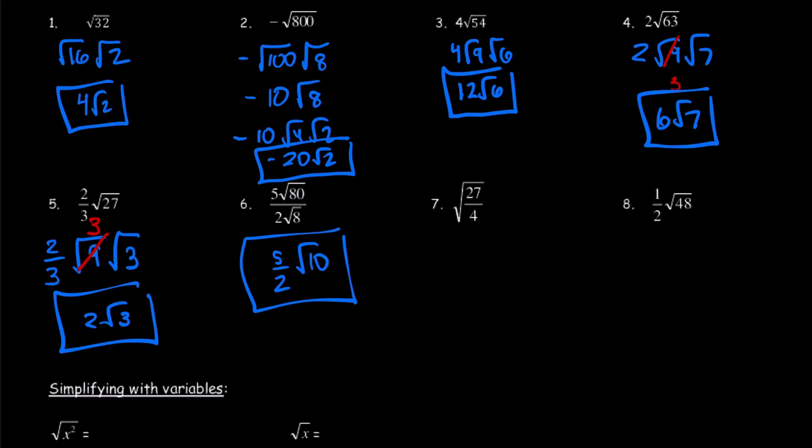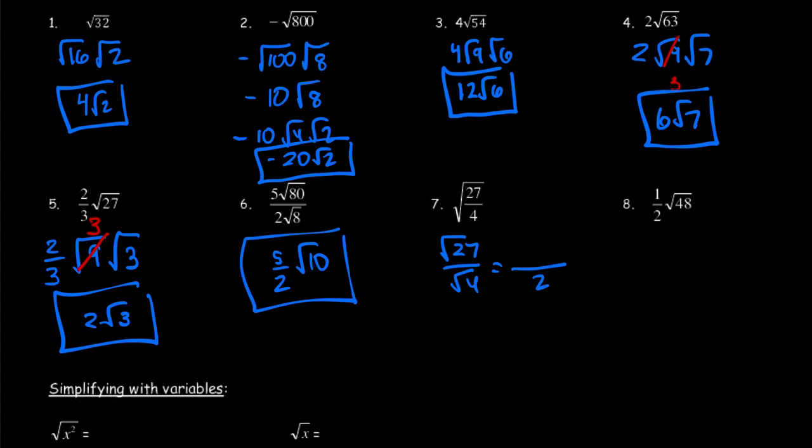Now number 7, I cannot divide 27 by 4. So I can't use the same method I just did on number 6, which means I want to break this up into square root 27 over square root 4. Now you should recognize the square root of 4 is just 2. So my denominator is going to be 2.